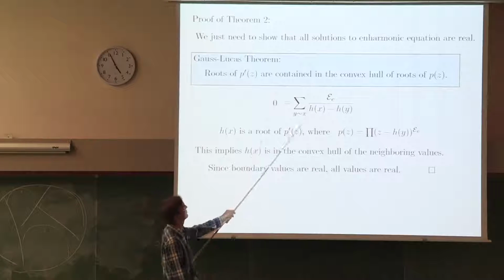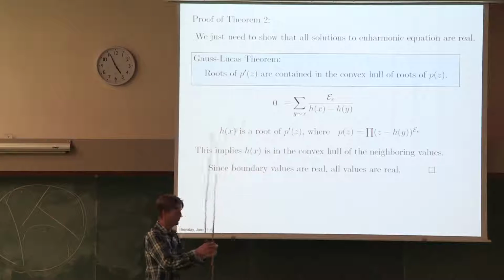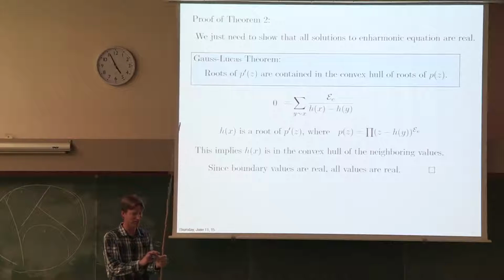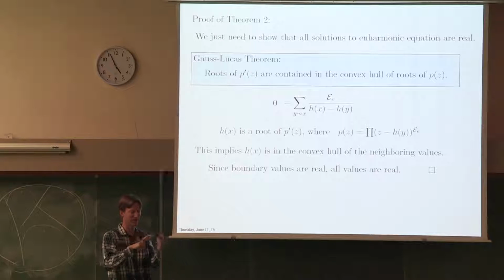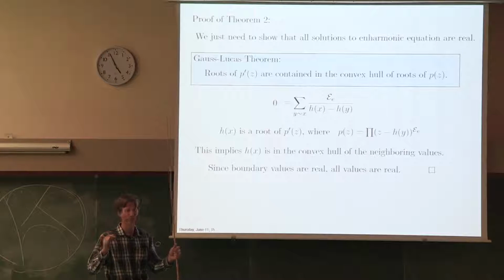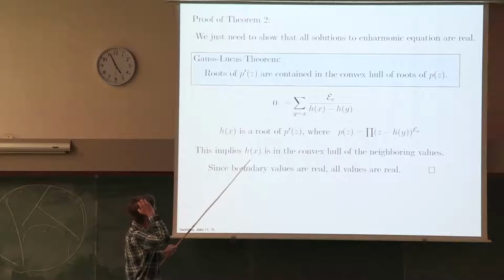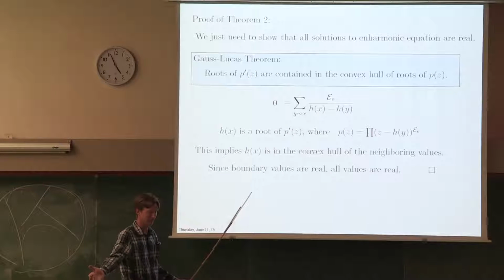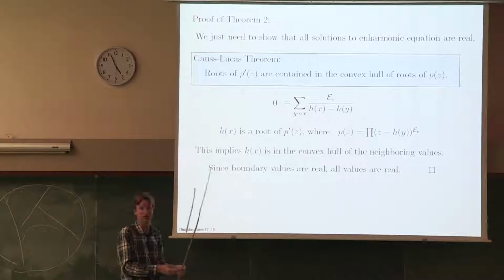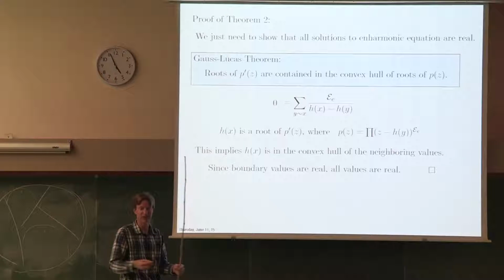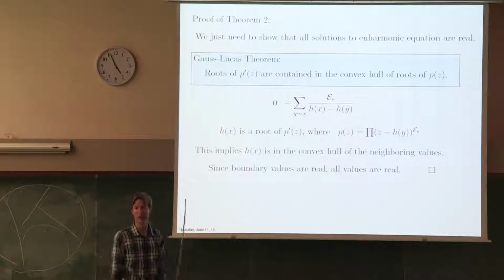So if I have a solution to this equation, then at every vertex of the graph, the value has to be inside the convex hull of the neighboring values. But all the boundary values are real, and therefore all the interior values have to be real also, because they are inside the convex hull of the boundary values.